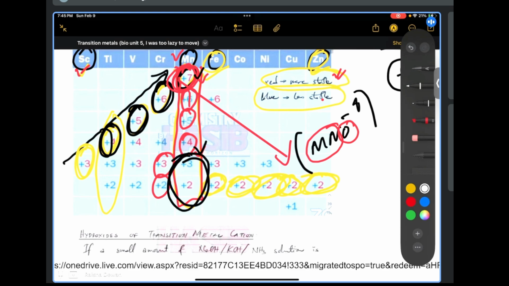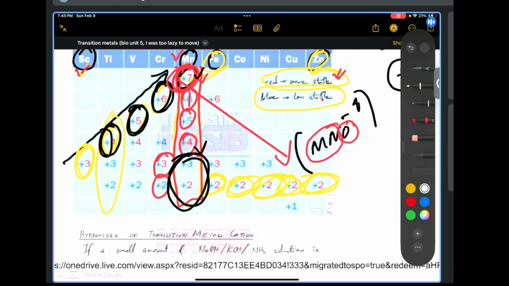These plus 2 and plus 3 are less stable because they have lower oxidation states. As they have a lower oxidation state, if they form a covalent bond, the bonding is not that strong because their oxidation number is really small. So this is basically what is happening from scandium to manganese.